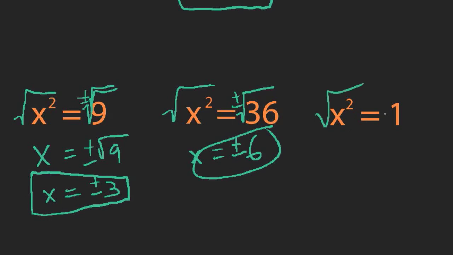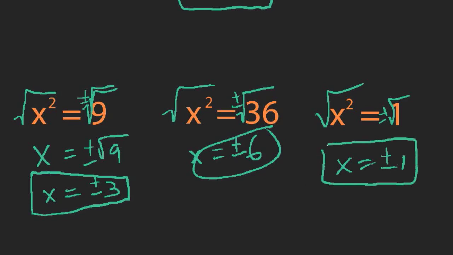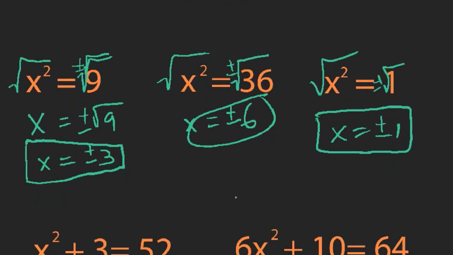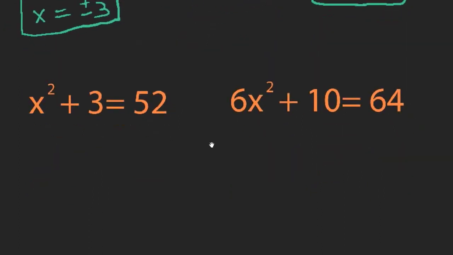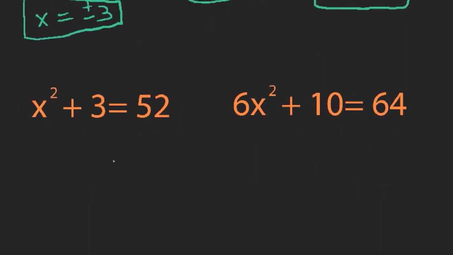I'll take plus or minus the square root on both sides. X equals plus or minus 1. The square root of 1 is just 1, so both positive and negative 1 square to make 1. So not too complicated. The only trick is you need to be careful about that plus or minus. You always have to put it in there whenever you're taking a square root to get rid of the squared on a variable. Let's do some slightly more complicated examples.